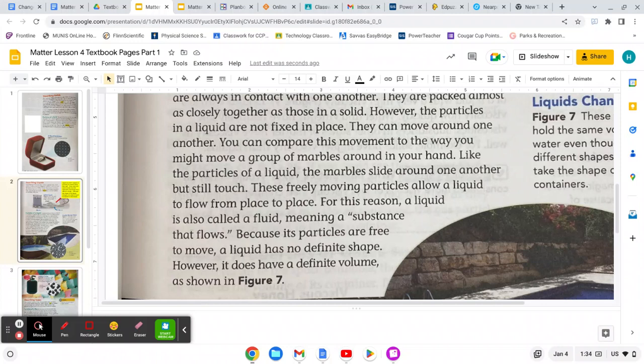Because its particles are free to move, a liquid has no definite shape. However, it does have a definite volume. We talked about that. Okay.